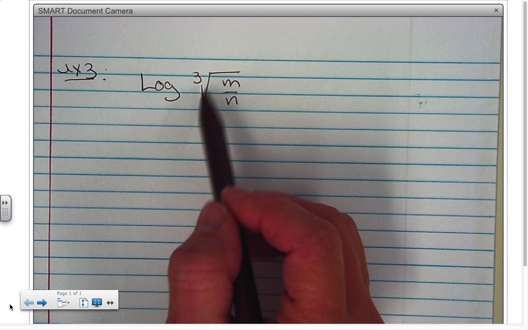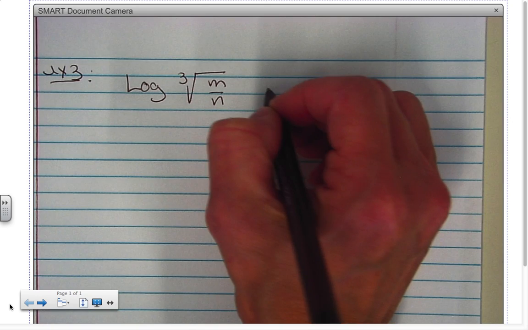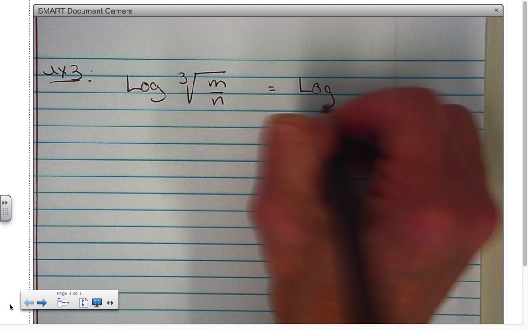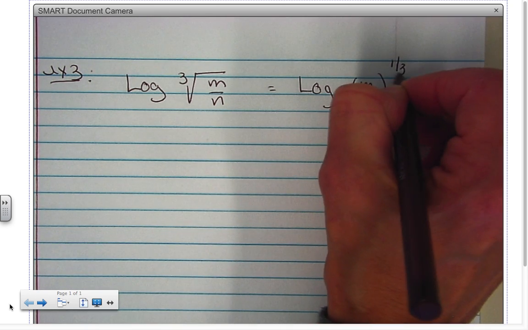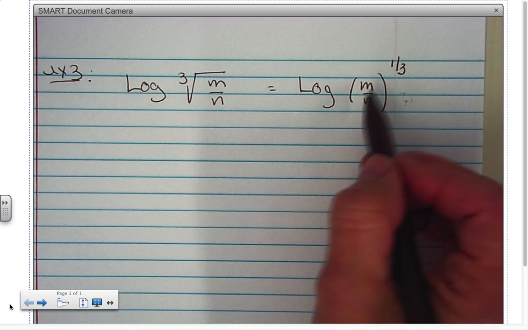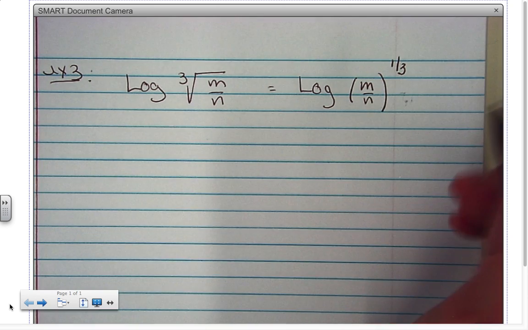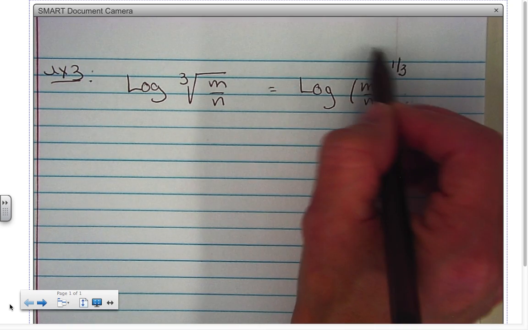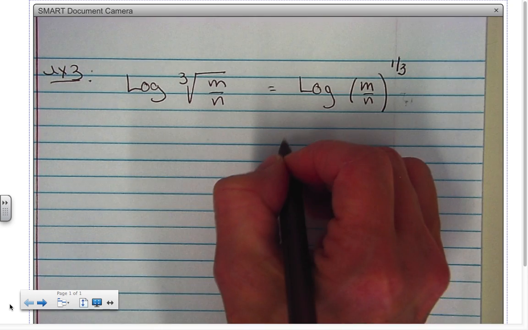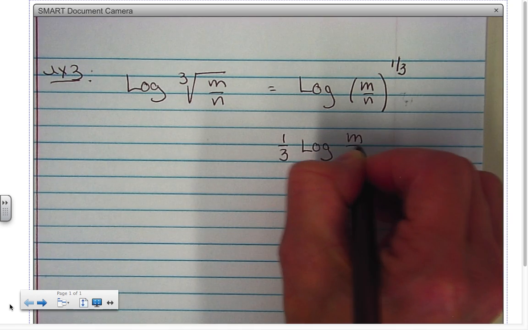Anytime you have a radical, a cube root or a fifth root, I would right away switch that into its exponent. So my first step would be m divided by n raised to the 1/3, recognizing that a power of 1/3 is the same as taking a cube root. Now this is law number 3, the power rule, so that 1/3 as an exponent drops down out front and becomes times, so it's 1/3 times log of m divided by n.